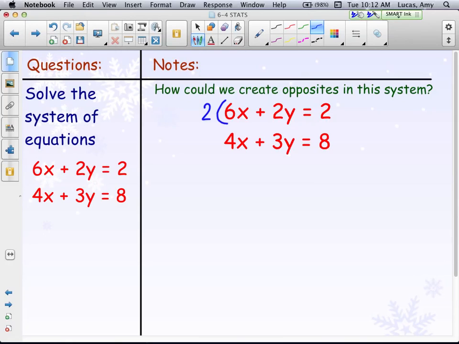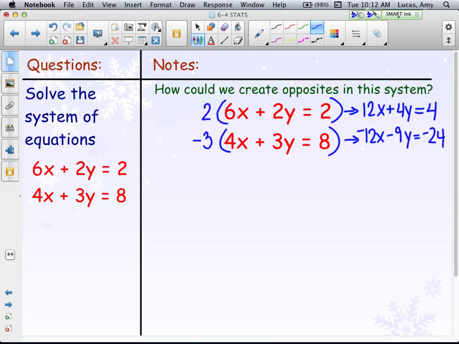So if I multiply the top one by 2 to turn it into 12, I would need to multiply the bottom one by not just 3, but -3. Because remember, one of them has to be a negative. So now my new system, my top equation is 12x plus 4y equals 4, and the bottom one, -12x minus 9y equals -24. Remember, there are going to be a lot of options for solving these systems. So you did not have to create 12 and -12. You could have eliminated the x's or the y's in an infinite number of ways, okay?